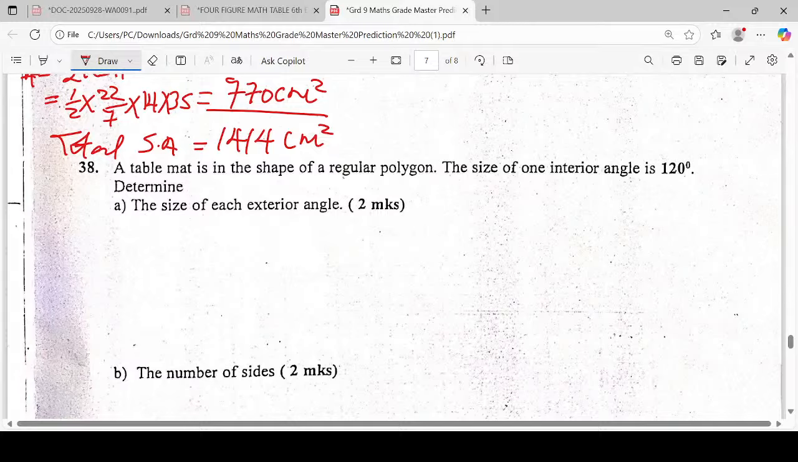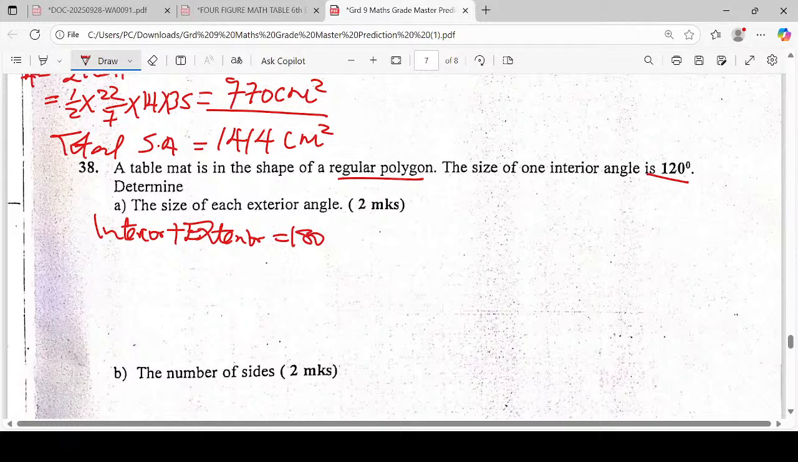A table mat is in the shape of a regular polygon. The size of one interior angle is 120. Determine the size of each exterior angle. Remember that interior angle, this is something you learned in grade 7 and also in grade 8. Interior angle plus exterior angle should give you 180 degrees.